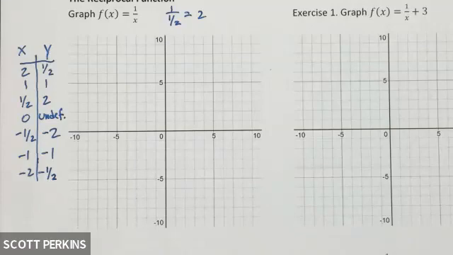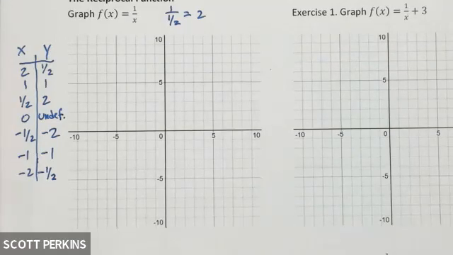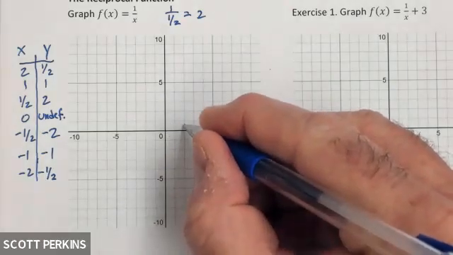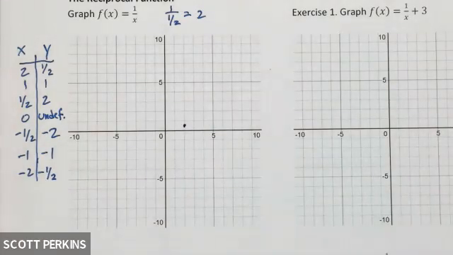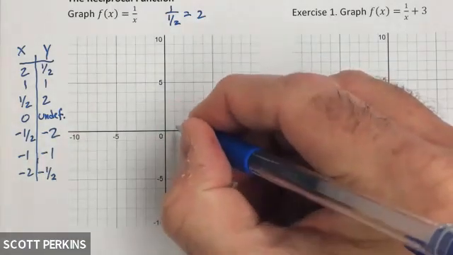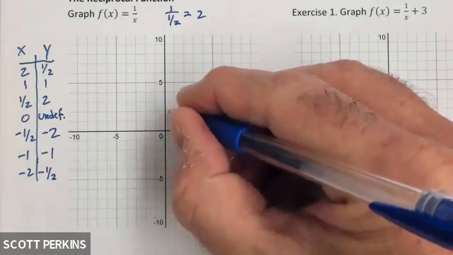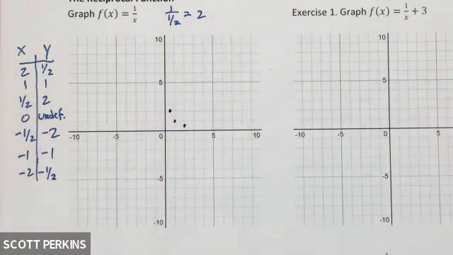All right, I'm going to plot these points, and then I'm going to tell you a little bit about our reciprocal function, the first of our rational functions we're going to talk about. So when I go over 2 hops, I go up 1/2. So we're just going to be right there between 0 and 1. When I go over 1 hop, I go up 1 hop. When I go over 1/2, I go up 2. I'm not going to connect the dots yet. We'll wait on that because I'll tell you what I'm looking for when I grade your test on this.